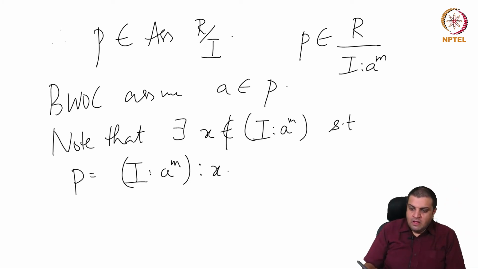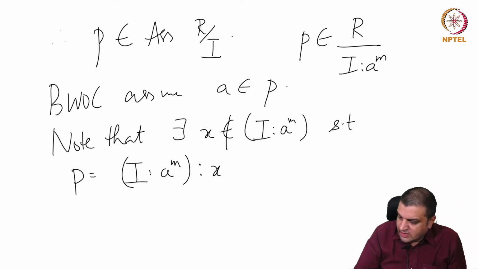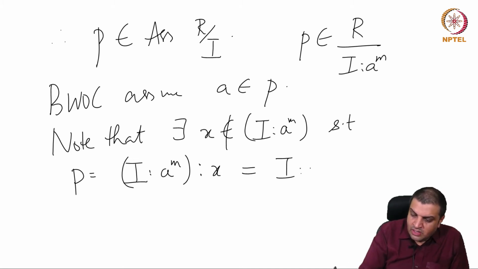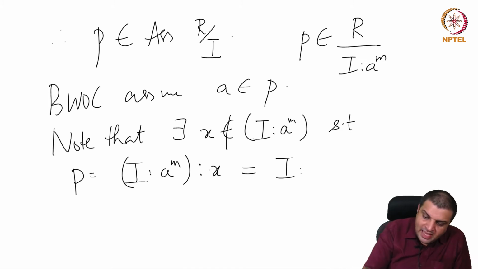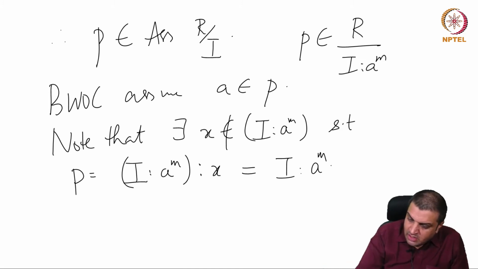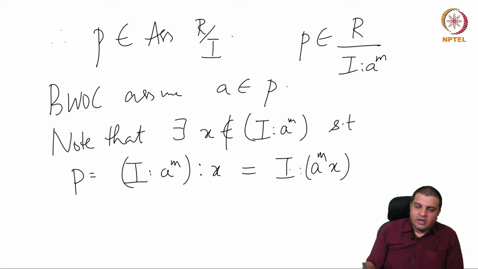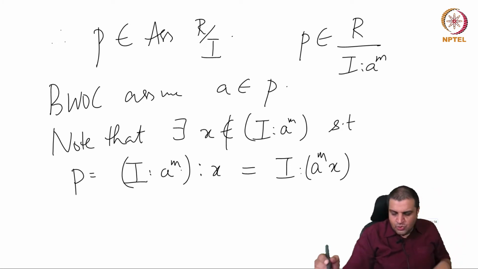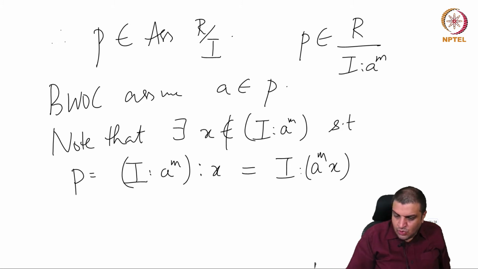Okay. But what does this say? What is I colon A to the m colon x? This is just I colon A to the m x. This is a property about colon ideals, not just for principal ideals, any ideal, which you will work out in the exercises.